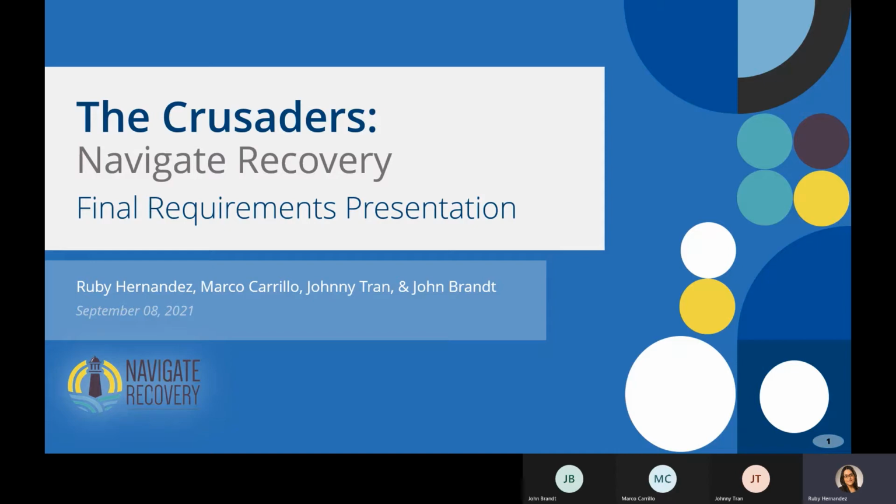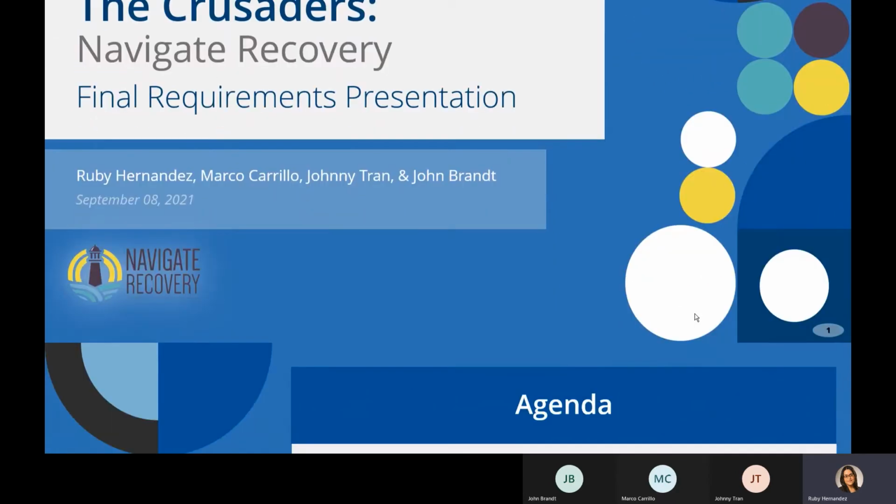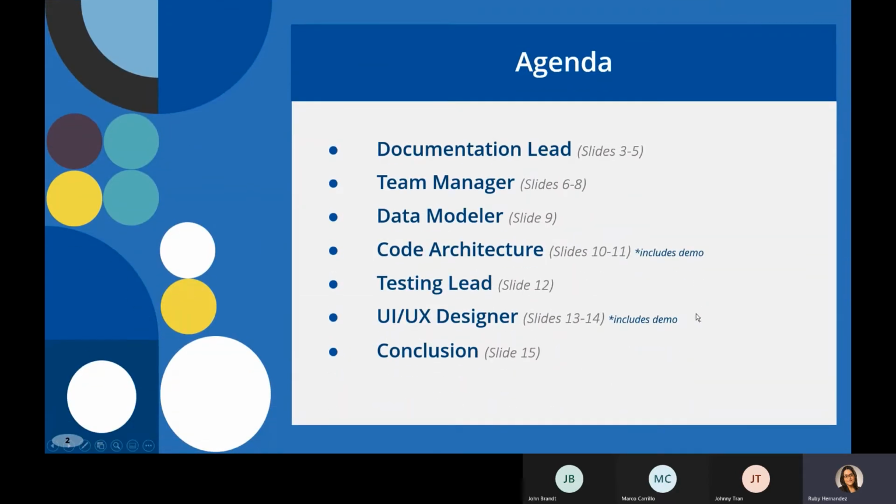So first, before we start, I want to get into the agenda. In the agenda, first we're going to go through the documentation lead concepts, and that's going to be on slides 3 through 5. Then we're going to switch to the team manager on slides 6 through 8, the data modeler on slide 9, our code architecture will be on slides 10 through 11, and that will include a demo. And then our testing lead will also talk on slide 12. Then we're going to go to our UI and UX designers, talking on slide 13 through 14, which will also have a demo. And then we're going to conclude.